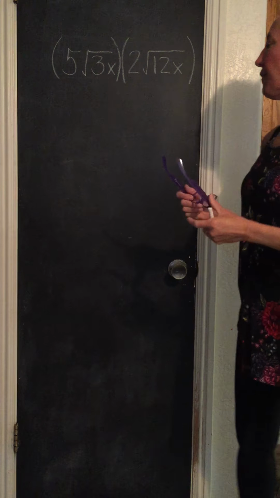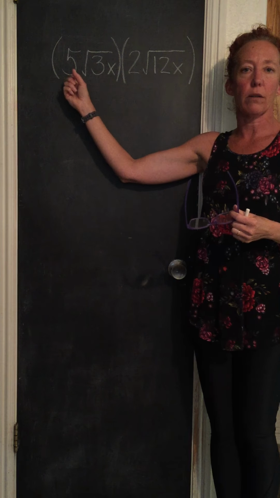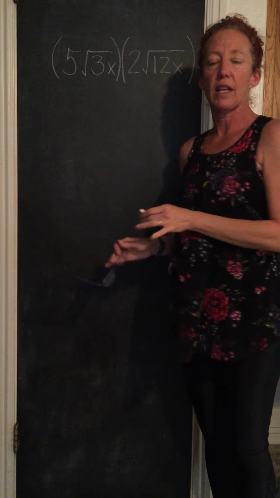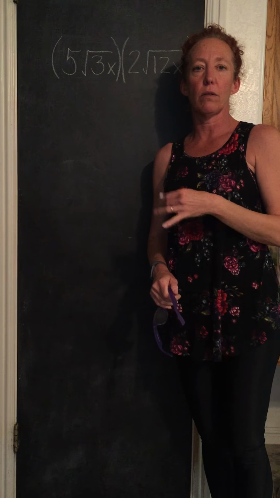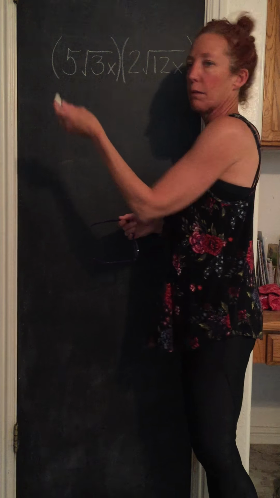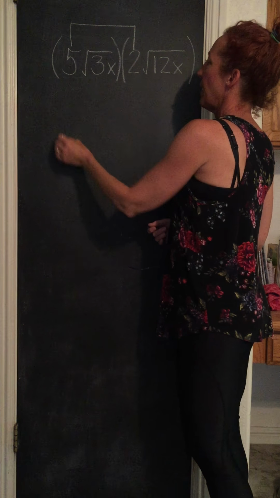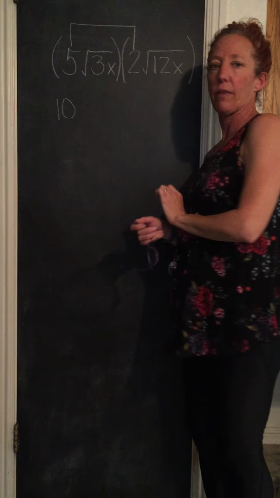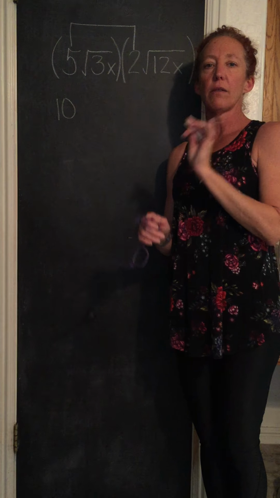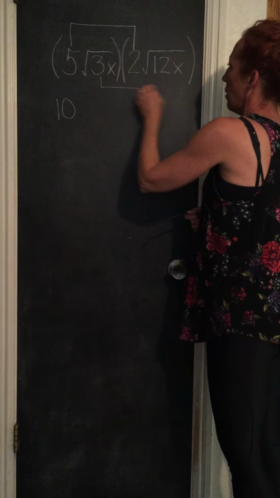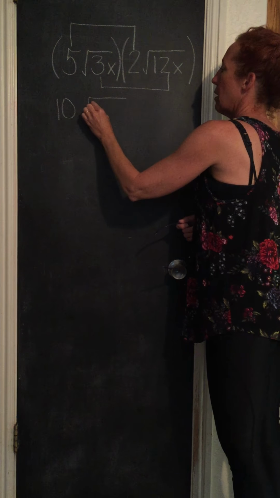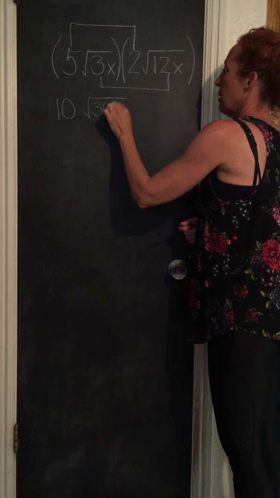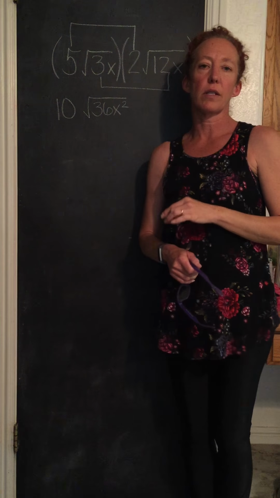What happens if there's a number outside of the radical? I think there are some sample problems like this in the handwritten notes, and some that are different in the book as well. So 5 times 2 is 10. You just multiply those together: outside to outside, inside to inside. So those are multiplied together like that. So there's our step 1.